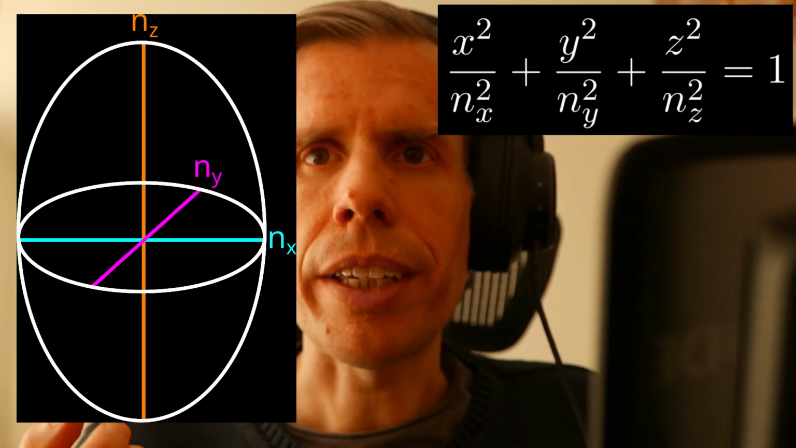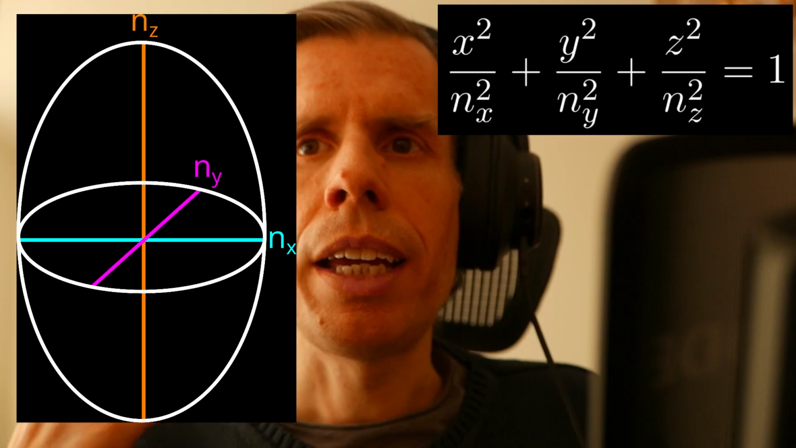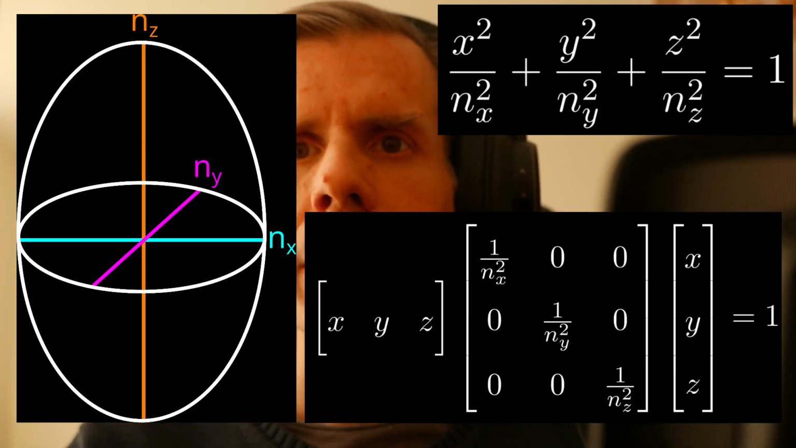A useful concept for this is the refractive index ellipsoid. So this is the indicatrix. This is a 3D ellipsoid, and the length of the three axes is given by the refractive index in the three principal directions of the crystal, so nx, ny, and nz. Here's the equation defining its surface, and it's also handy to put it in a matrix form like this.